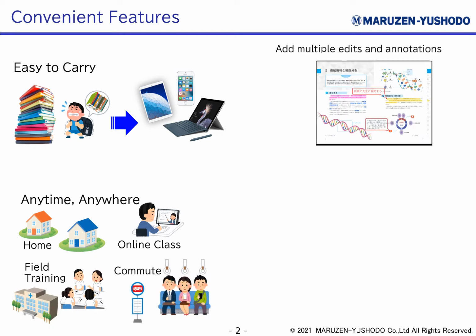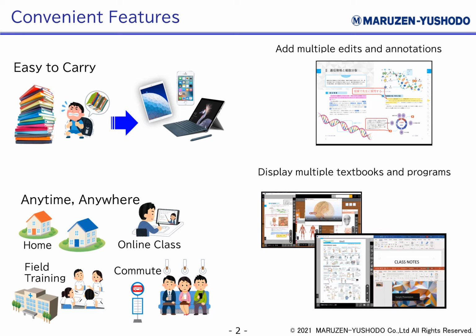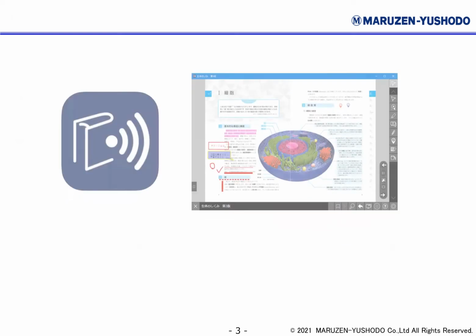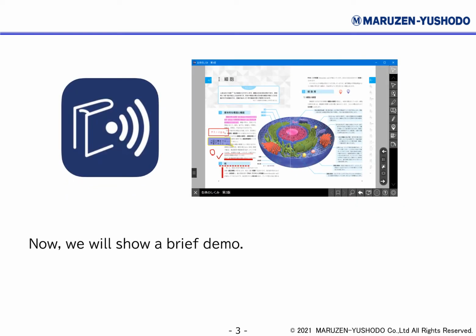With the highlighter or text box functions, users can mark portions that are important or take notes. Moreover, users can make multiple edits without the textbook becoming worn out and have it synced across their devices. Users can also display multiple textbooks or programs such as PowerPoint, Word, Zoom, and Teams. Now we will show a brief demo.